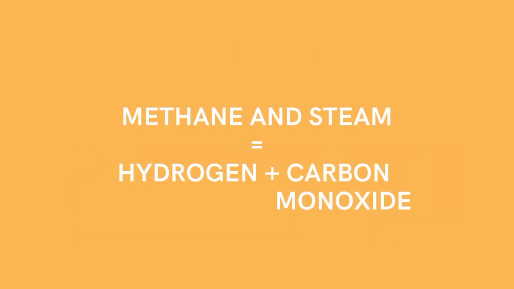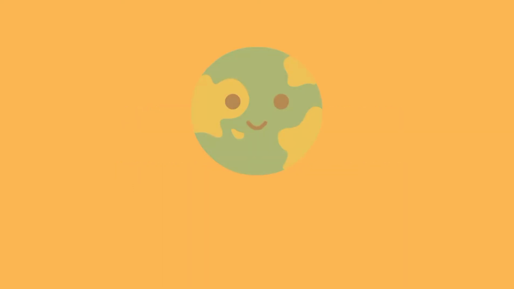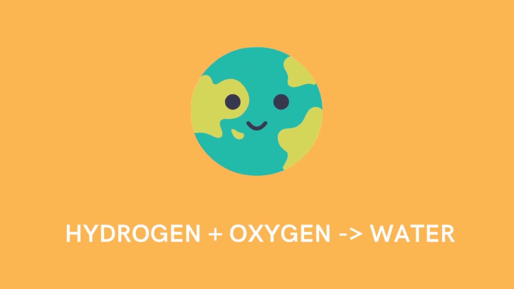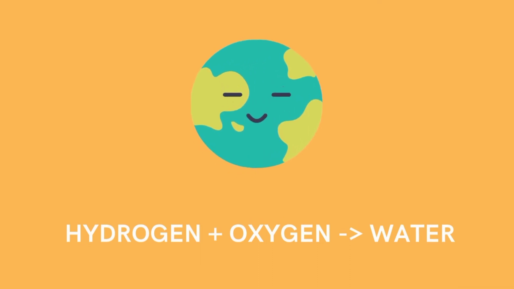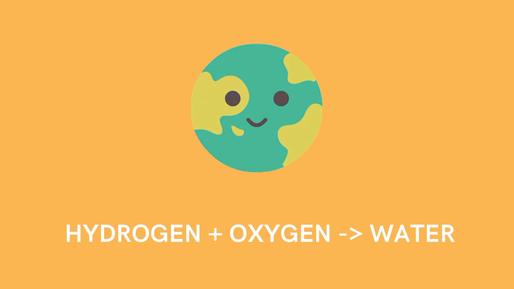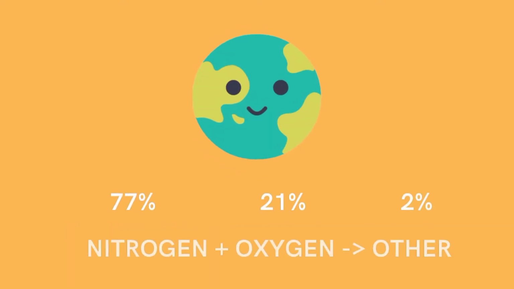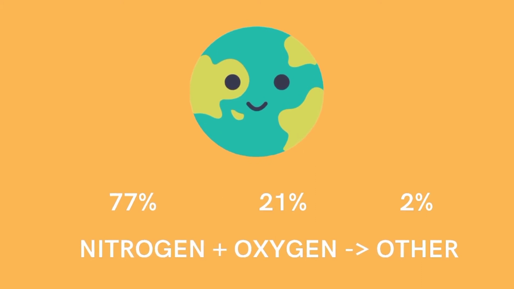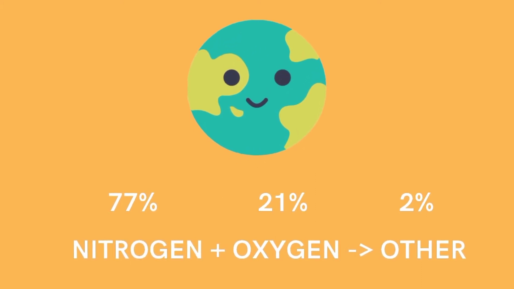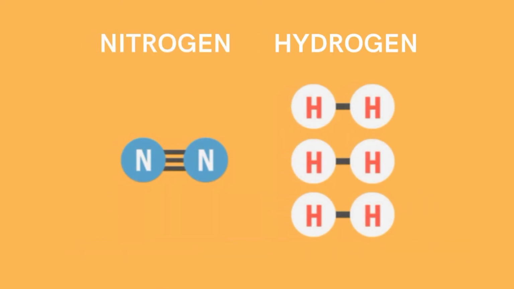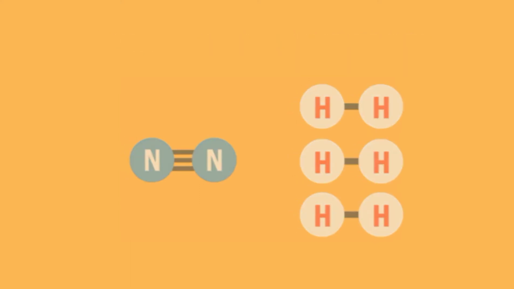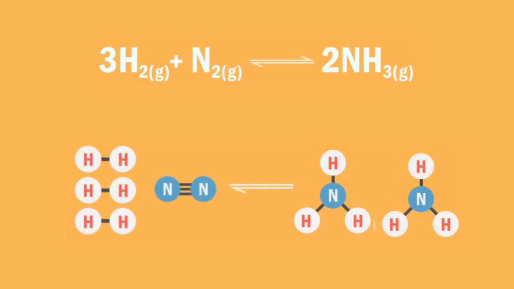Hydrogen is obtained from the reaction of methane and steam, which produces carbon monoxide as a byproduct. The hydrogen produced from this reaction also reacts with oxygen from air, producing water and leaving nitrogen behind. Recall that air is 77% nitrogen. These gases are then compressed and delivered to the reactor where ammonia is produced. These gases are then cooled down and ammonia is liquefied, ready to be tapped off.